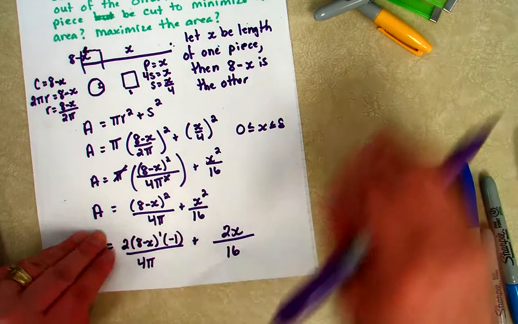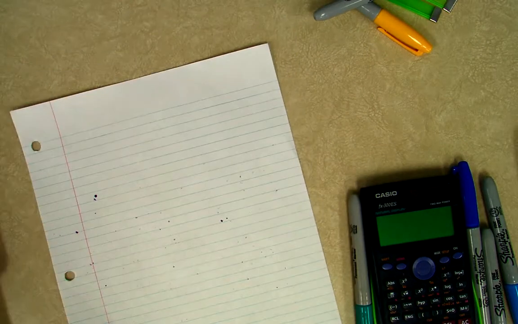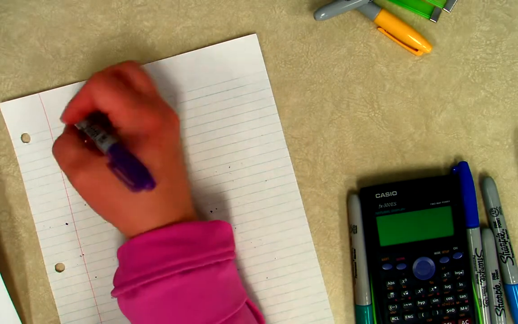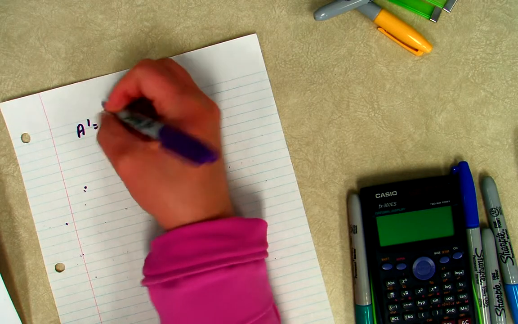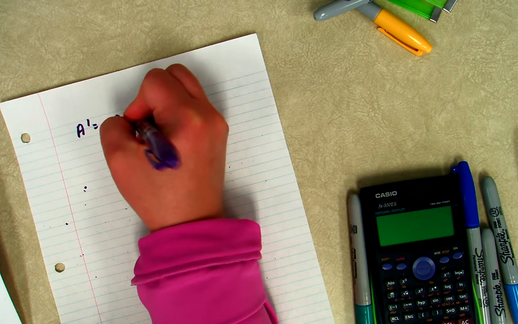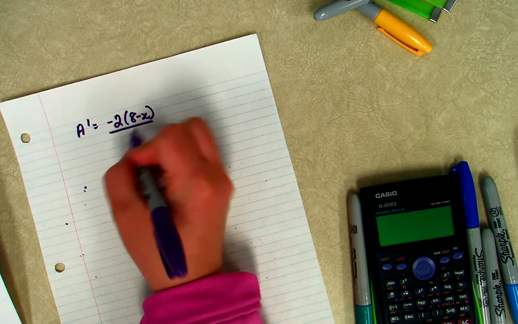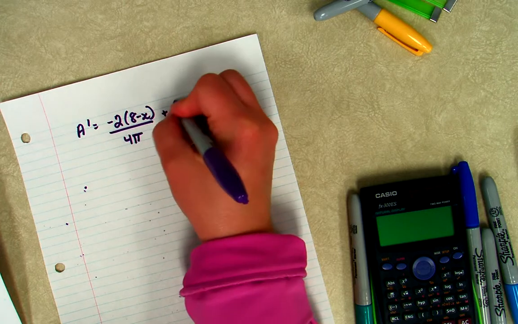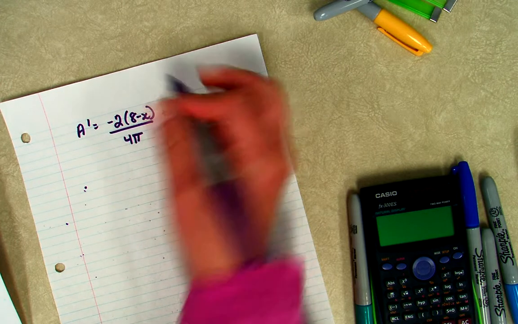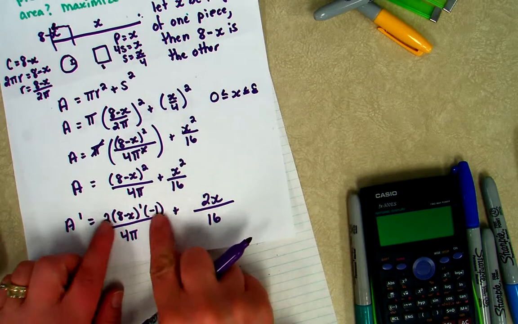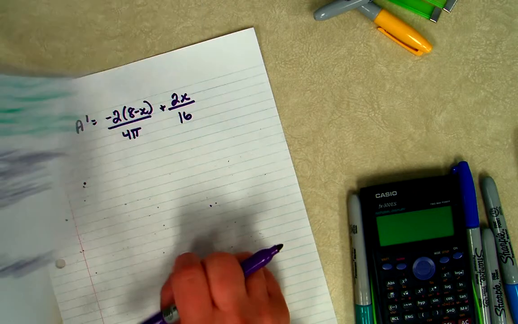Now I'm going to keep working on the question. I'm going to go to line paper for it. So I had A prime as negative 2, 8 minus x, all over 4 pi, plus 2x over 16. So all I did there was multiply the 2 and the negative 1 together.